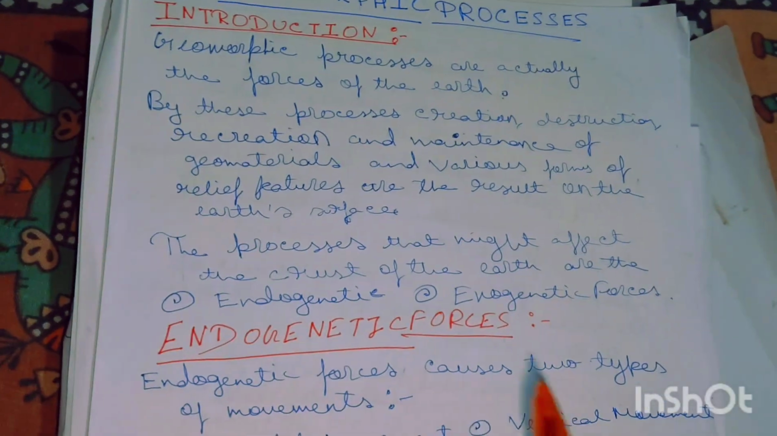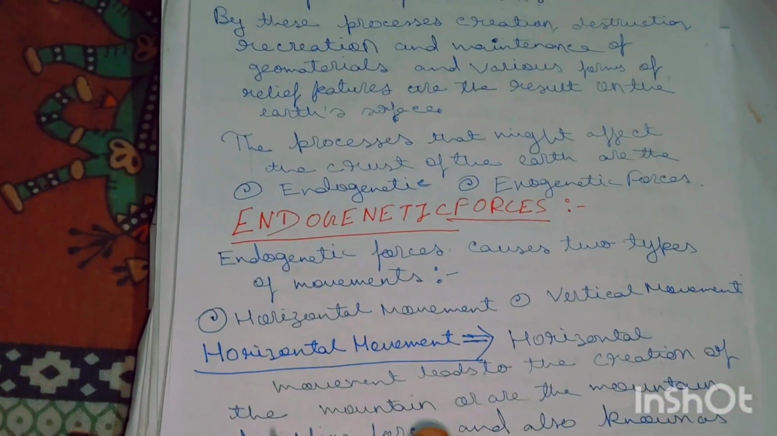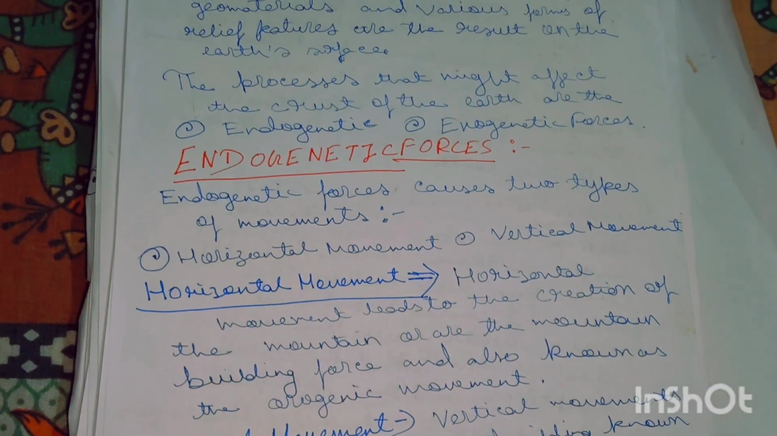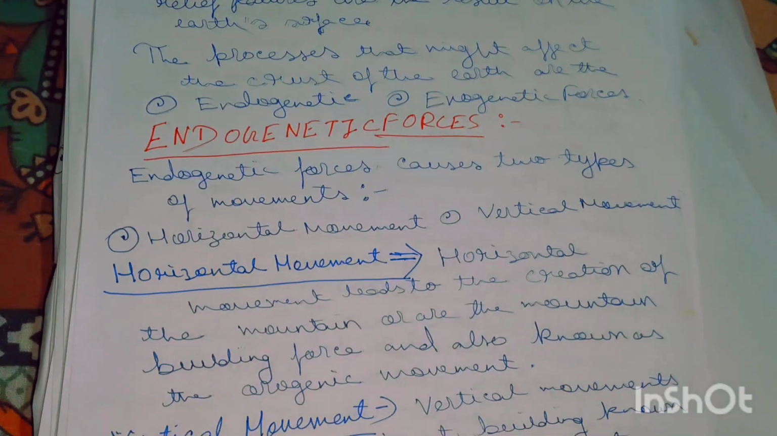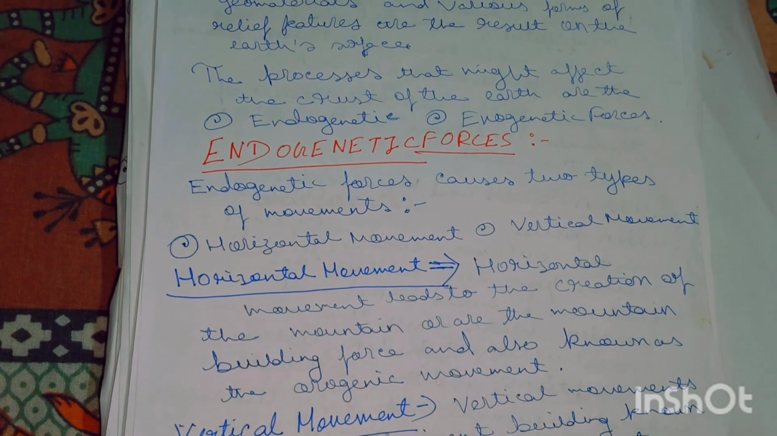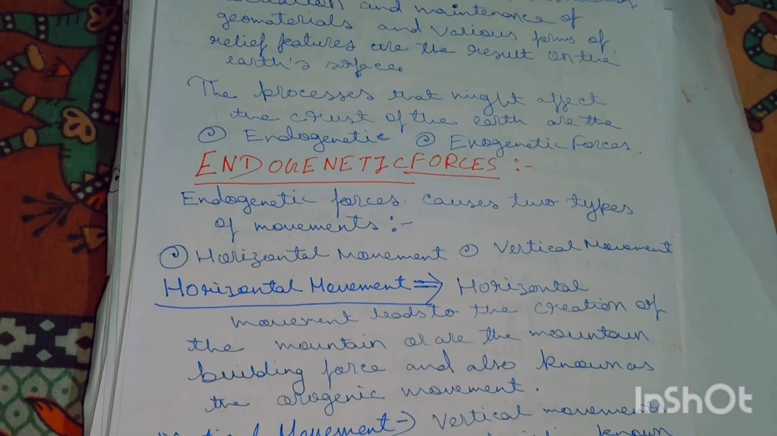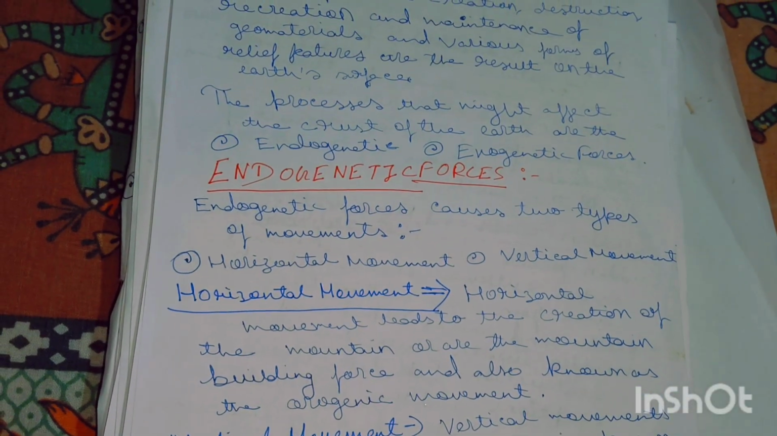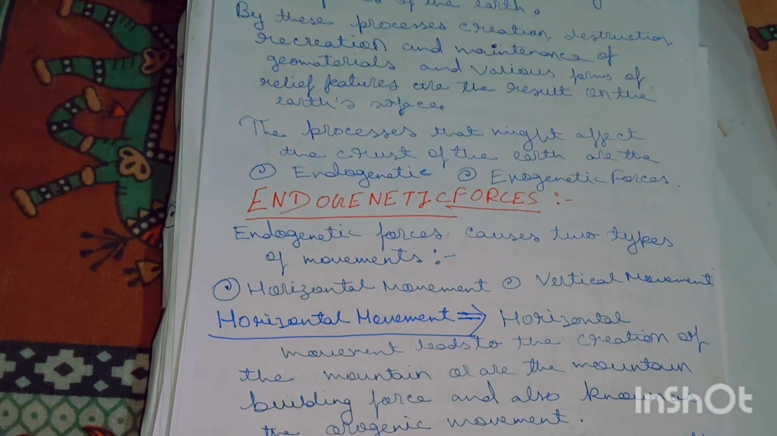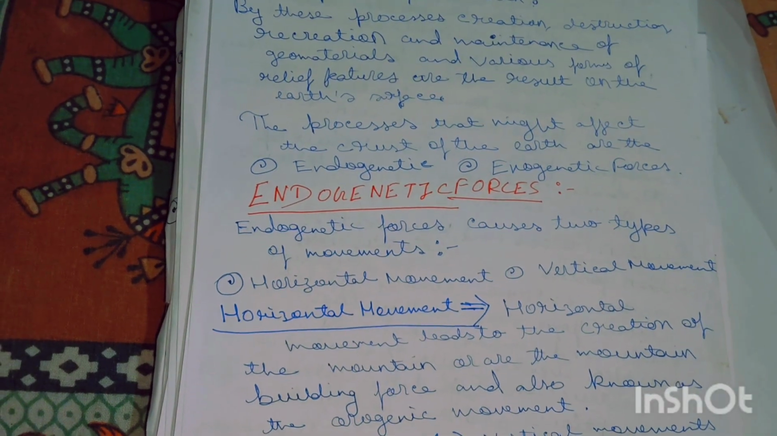And it is of two types, endogenic and exogenic. Endogenic forces are coming from deep inside the earth, and the exogenic forces act on the surface of the earth, like erosion and weathering by physical, chemical or biological effect. Endogenic examples are volcanoes, earthquakes, folding and faulting.